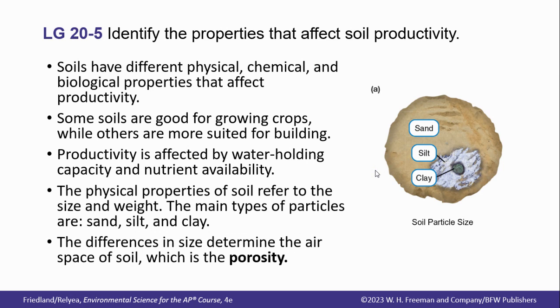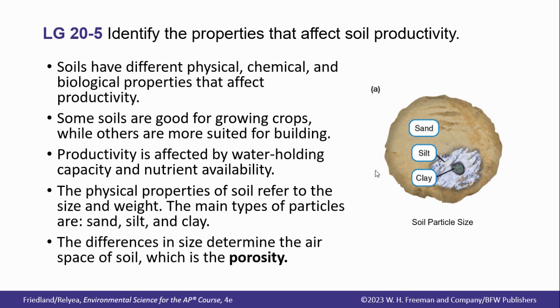Okay, so now we're on our fifth standard. Identify the properties that affect soil productivity. Soils have different physical, chemical, and biological properties that affect their productivity. Some soils are good for growing crops, while others are more suited for buildings. Productivity is affected by water holding capacity and nutrient availability. The physical properties of soil refer to size and weight. The main types of particles are sand, silt, and clay. The differences in size determine the air space of soil, which is porosity.